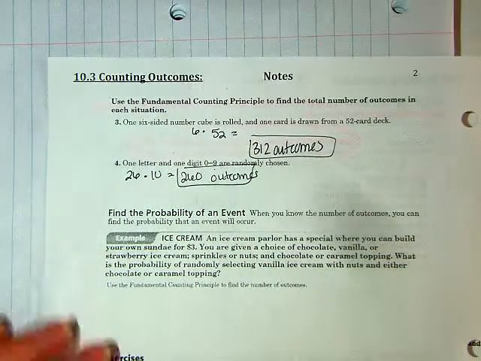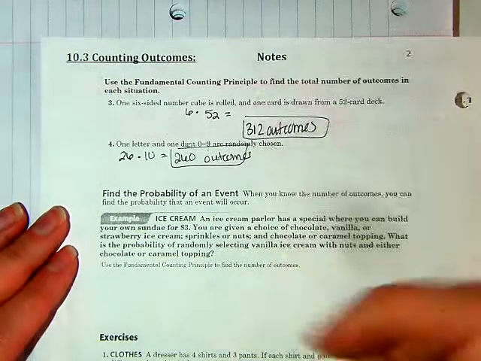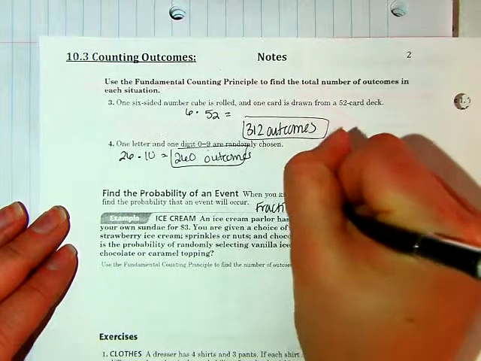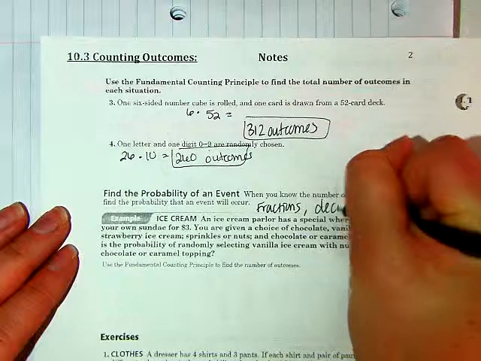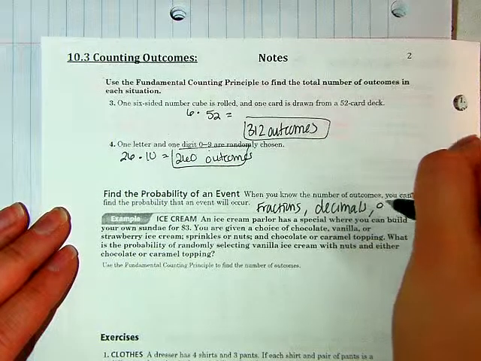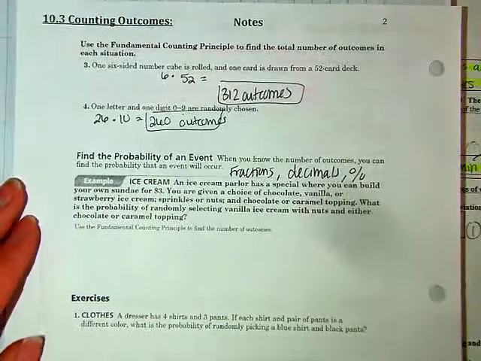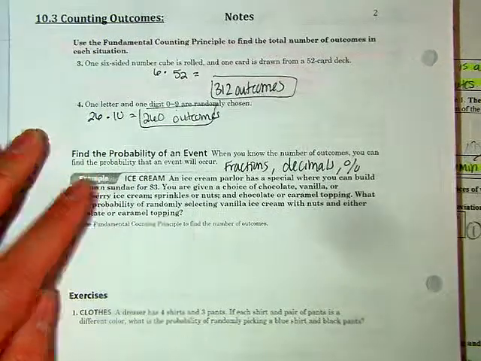Now we're going to move on to something that says find the probability of event. So remember that probabilities are fractions, decimals, and then the percent you can get from those. When you know the number of outcomes, you can find the probability that event will occur.